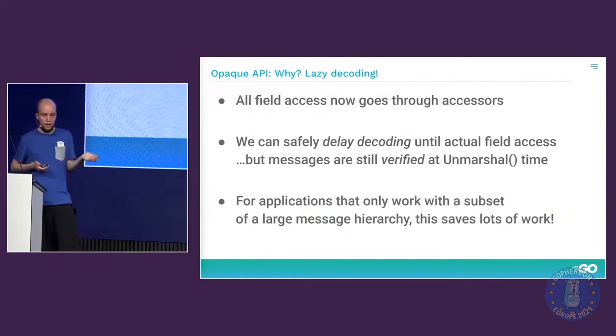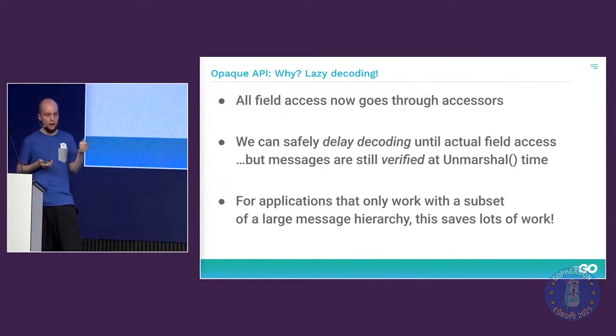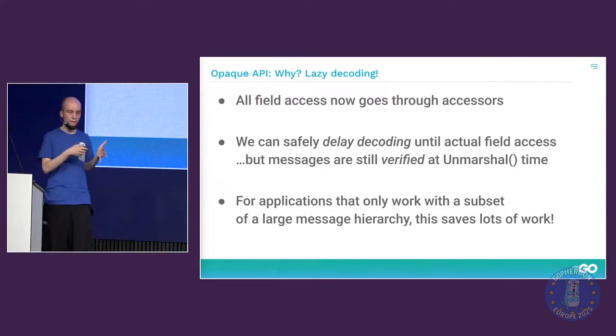Also, doing the API this way allows us to implement features that we could not implement before, notably lazy decoding. Because all of the field access now has to go through the accessors, that means that we can safely delay the decoding work until any actual field access happens. However, messages are still verified at unmarshal time.